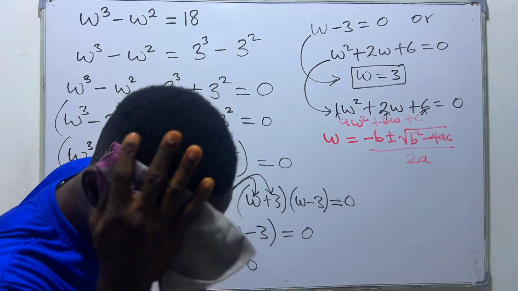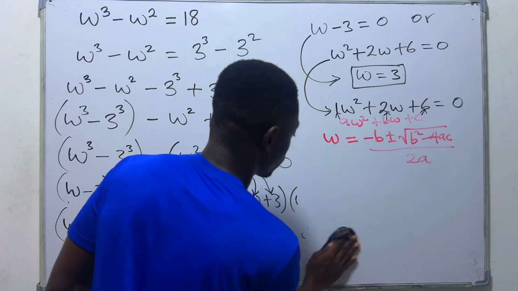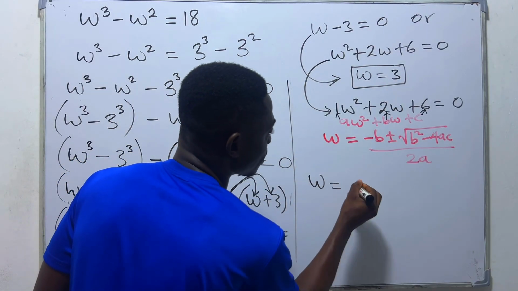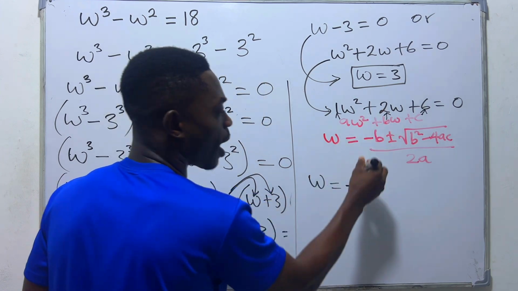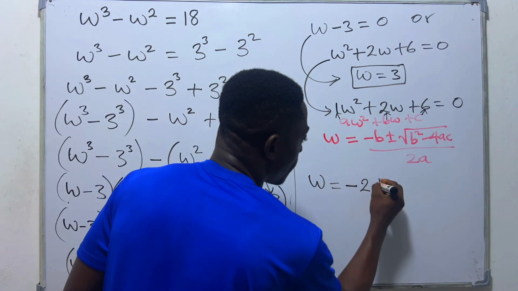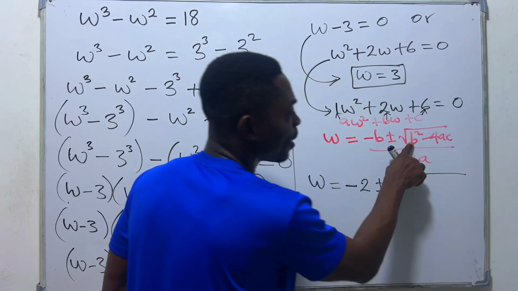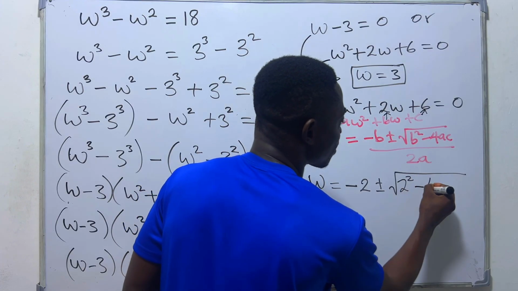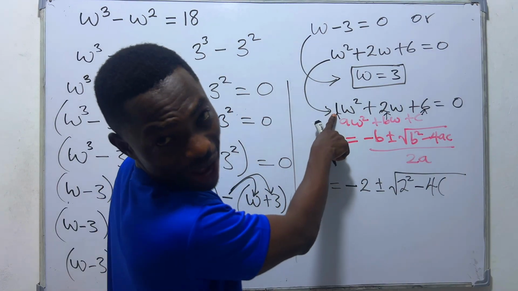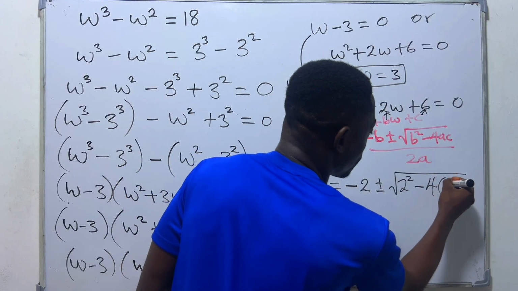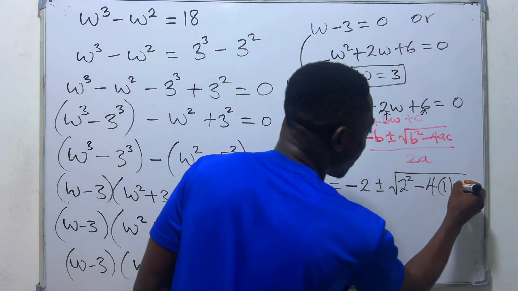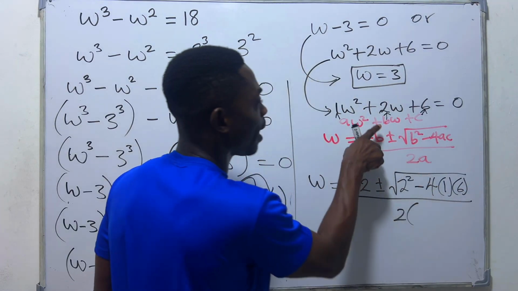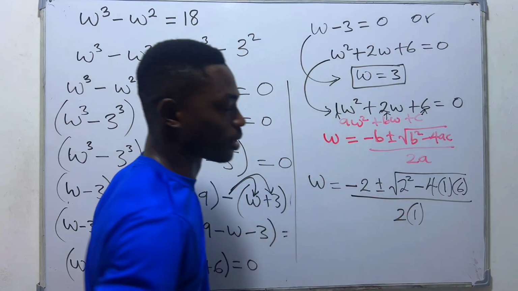Now let me clear this one real quick. So we're going to be getting w is equal to minus b, where b is positive 2. So 2, then plus or minus the square root of b squared. B is 2, so 2 squared, then minus 4 times a, where a is positive 1, right? So we have positive 1 right here, and then c is positive 6, all divided by 2 times a, where a is 1. So we have this.